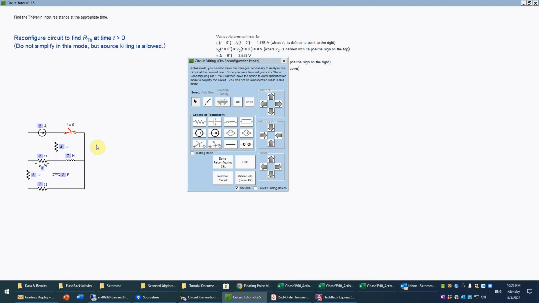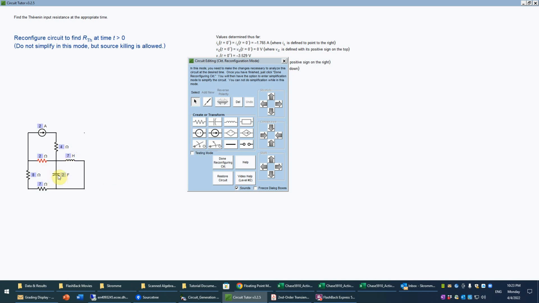So I have to delete the switch, as I've been doing in all the other cases at t greater than 0. Okay, now I also don't need any sought voltage here, since we're only finding resistance, and it'll actually complain if you don't delete that. So let's go ahead and just get rid of that sought voltage by right-clicking there and setting that to none. And then I need to basically turn one of these two things into terminals, and then the other one is going to become an open circuit. It doesn't matter which one I pick.